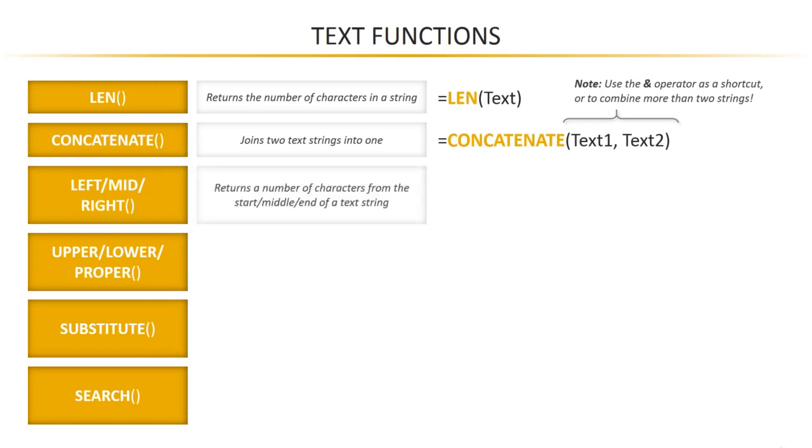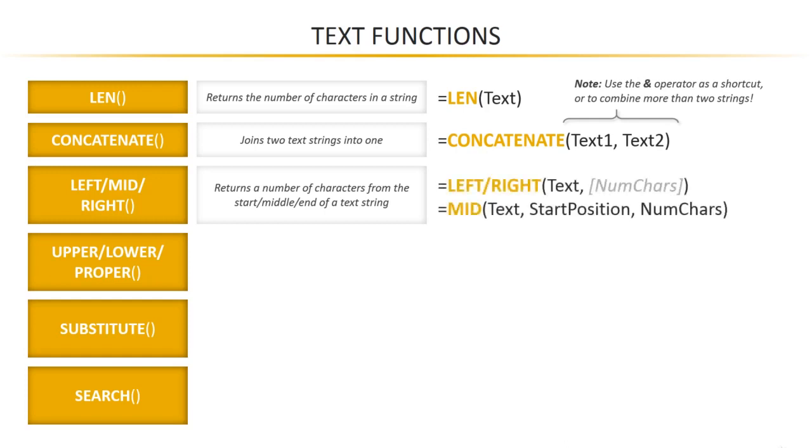Next, we've got some of my favorites, left, mid, and right. These allow you to return a number of characters from either the start, the middle, or the end of a string. Pretty simple syntax here for left and right. You point to a text column and then indicate a number of characters. Note that that's an optional argument. If you don't put anything there, it will return 1. So 1 is the default number of characters. For mid, there's an extra argument. You point to the text. You say, I want to start in character position 4 or 5 or whatever position you want, and then return a specified number of characters from there.